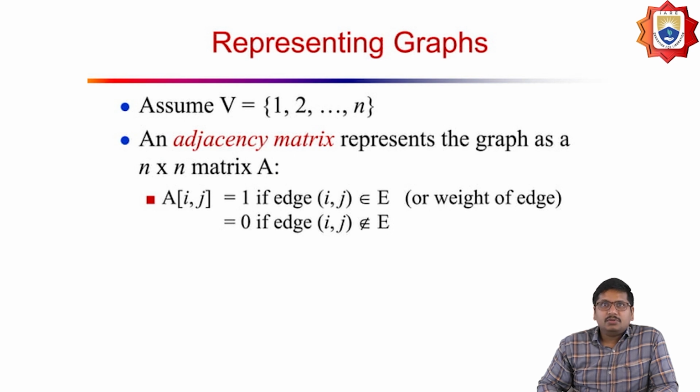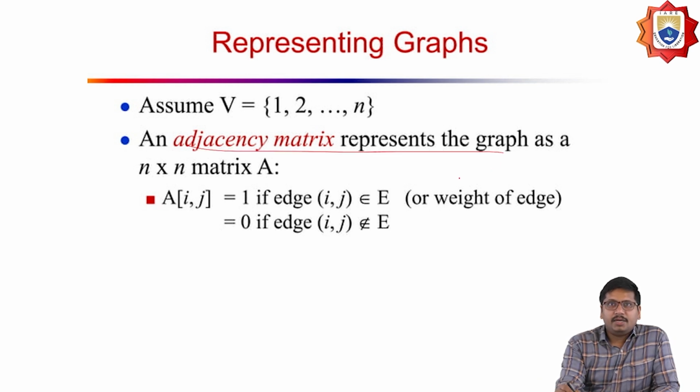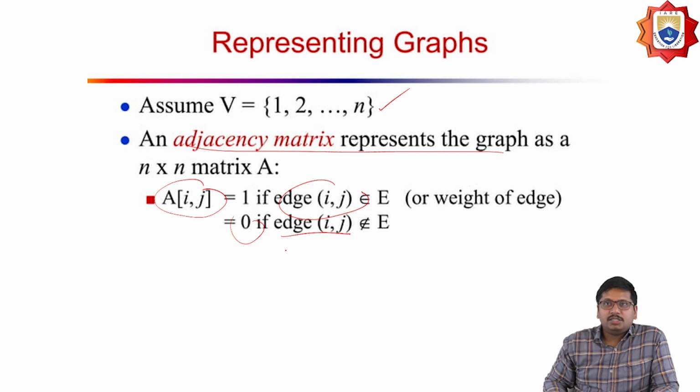Now, representing graphs. Assume that V is equal to 1, 2, and so on to n. The adjacency matrix represents the graph as an n by n matrix. A of i comma j should be 1 if there is an edge belonging to E, and 0 if the edge does not belong to E.